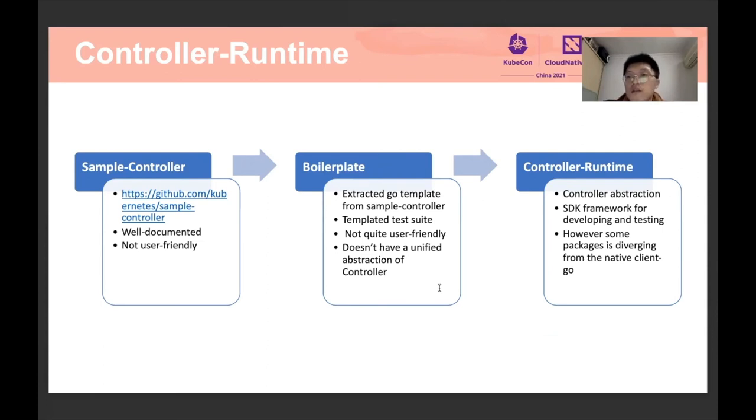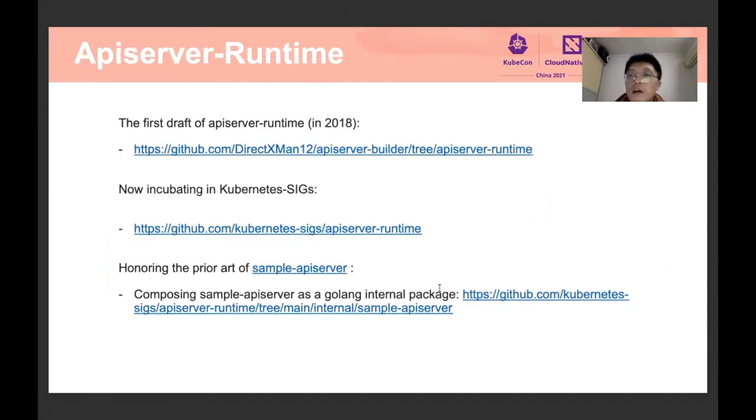However, the dark side of controller runtime is that some packages are conflicting with the native libraries from Kubernetes. Sometimes the diverging can be misleading because sometimes the abstractions in the controller runtime are just not correct anyway. And by learning from the success of Kubebuilder and the controller runtime, we made a new project named API Server Runtime. So the name is similar, so I think you can get it.